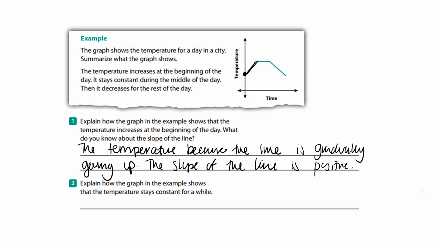Number 2, explain how the graph in the example shows that the temperature stays constant for a while. It stays constant because here in the middle, it is a straight horizontal line. The line in the second part is a straight horizontal line.